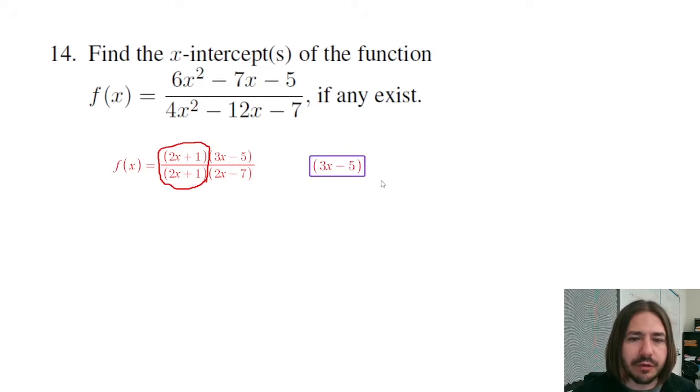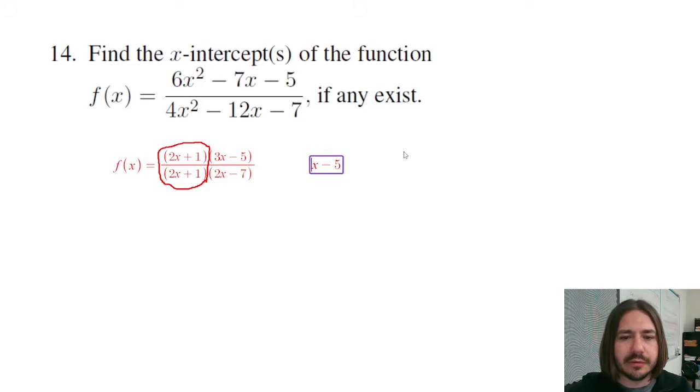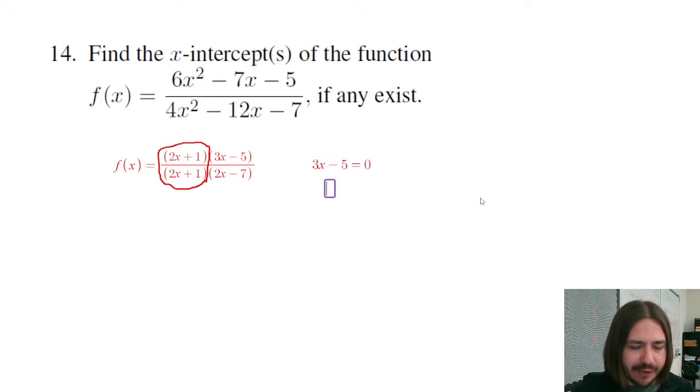So I'm going to set 3x minus 5 equal to 0 and solve that. First I'll add 5 to both sides, and then I'll divide both sides by 3, and that gives us our x-intercept.